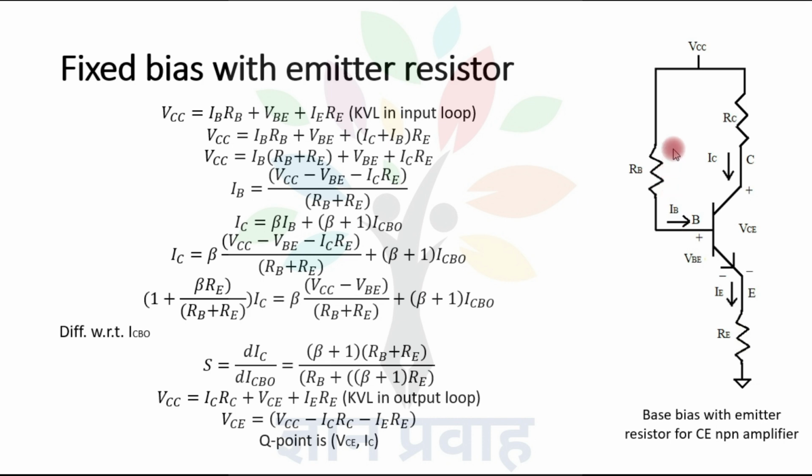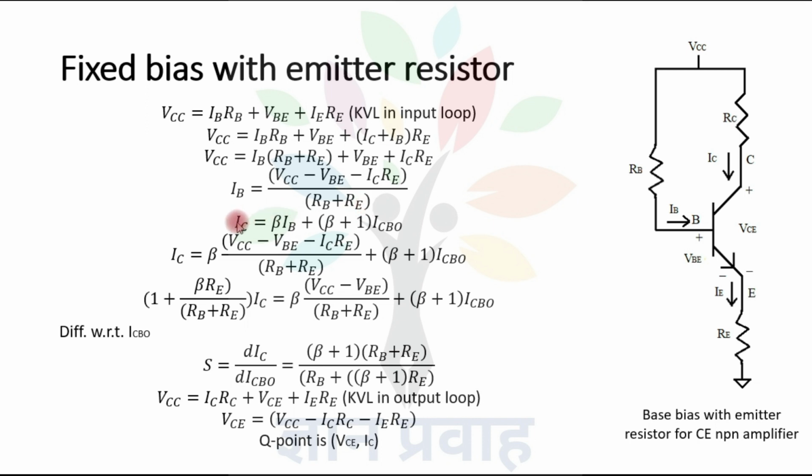Here we are simply applying Kirchhoff's voltage law in the input loop. VCC equals IB RB plus VBE plus IE RE. From this expression, we must find the value of the input current, that is IB, and here IB equals VCC minus VBE minus IC RE divided by RB plus RE.